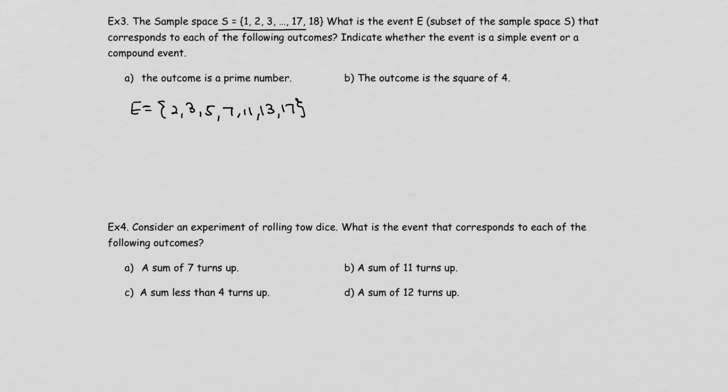Out of these numbers, right? So this is going to be the prime numbers from the sample space, and we're going to call that event E. And they wanted to know if this is going to be a simple event or a compound event. Well, this is going to be a compound event since the event has more than one element.